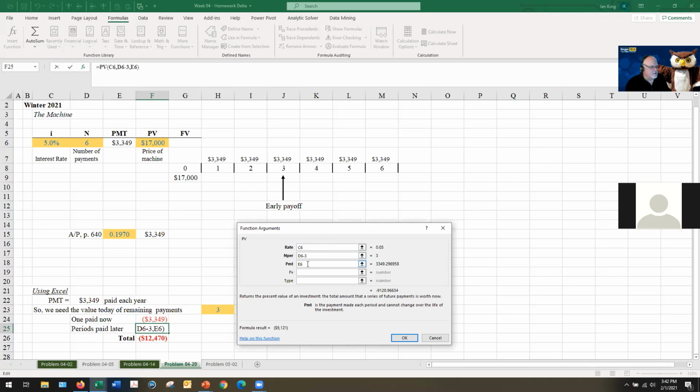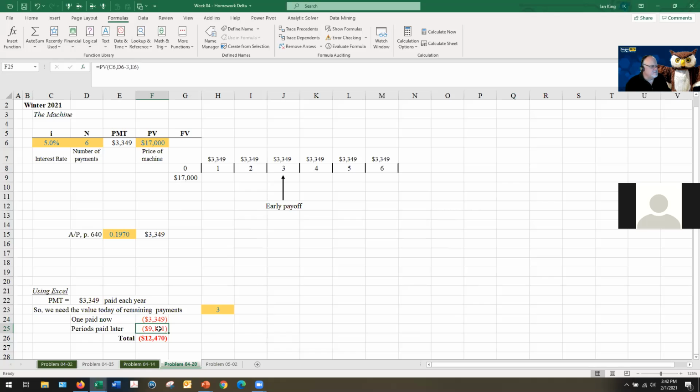The payment amount, we know, we calculated that at the beginning. And so I said, okay, that gives you my periods paid later. The present value in year 3 of years 4, 5, and 6, plus the present value of year 3, which is the value because I'm in year 3, add these two together, and you get the total amount you would have to pay during year 3 to account for the current year's payment and the 3 future period payments.